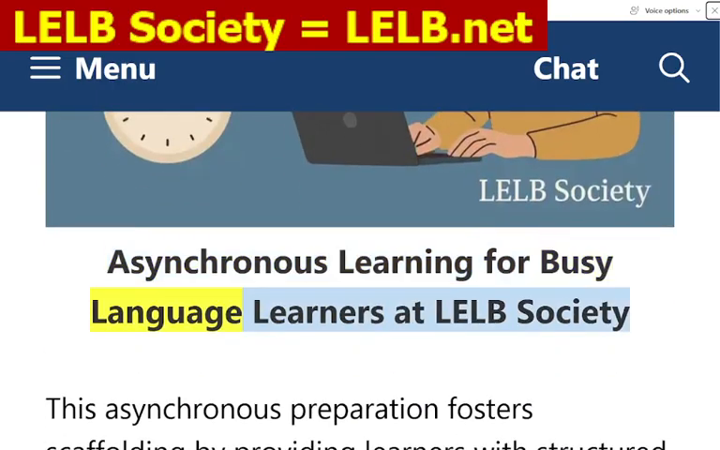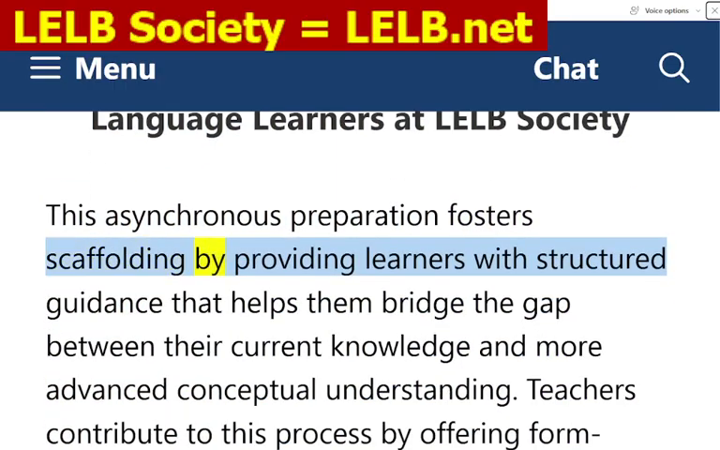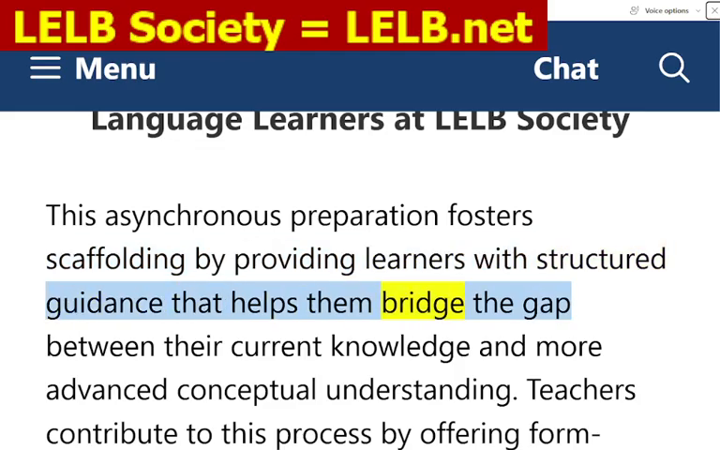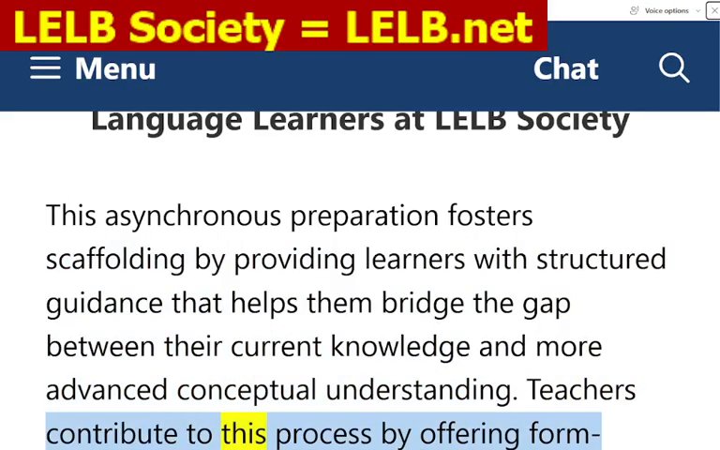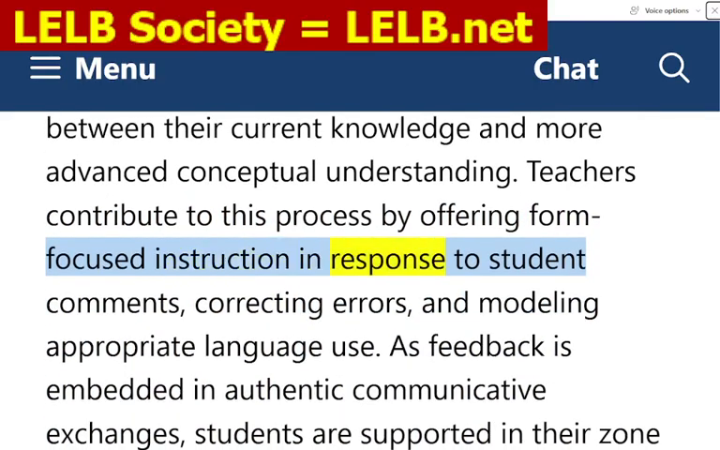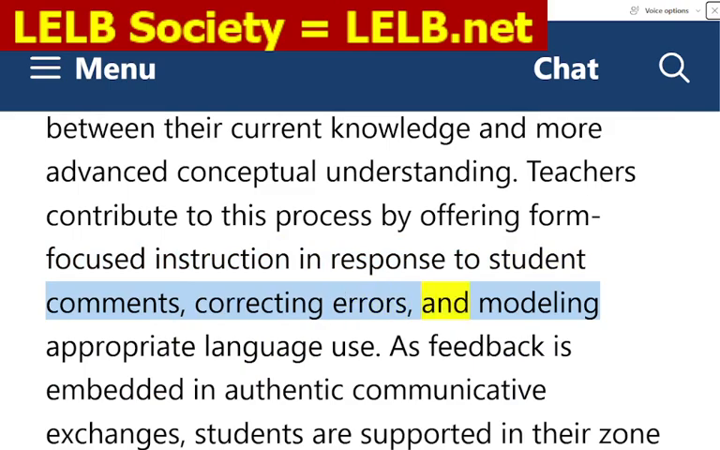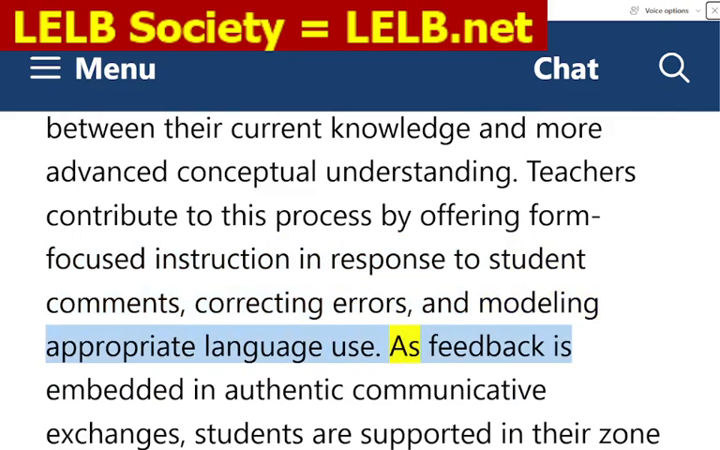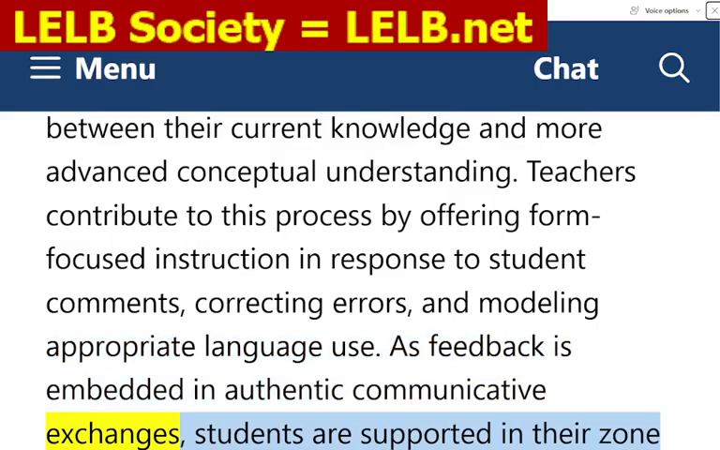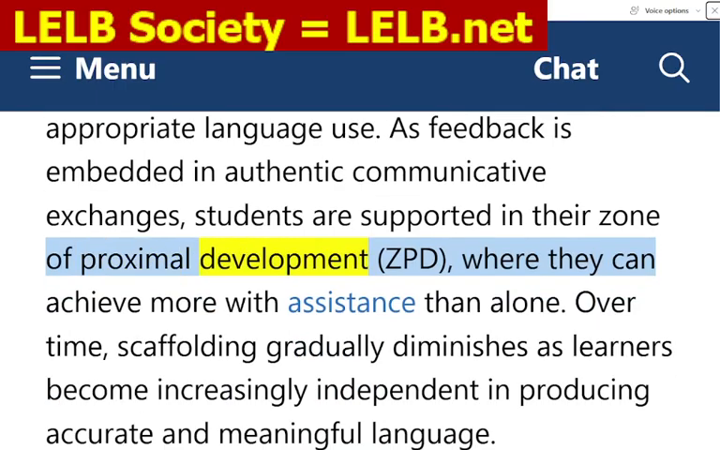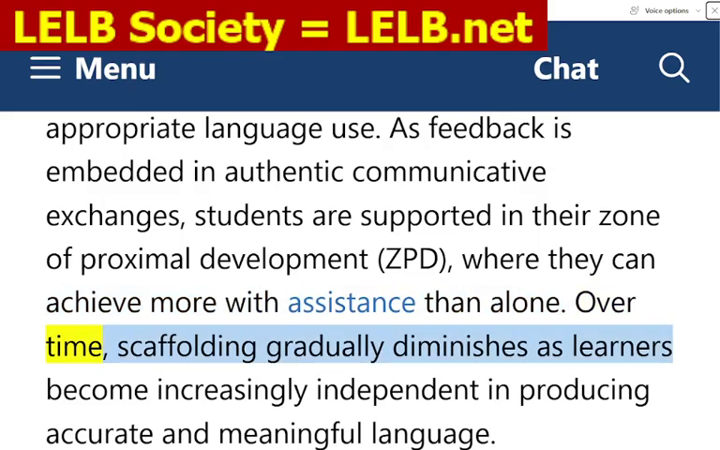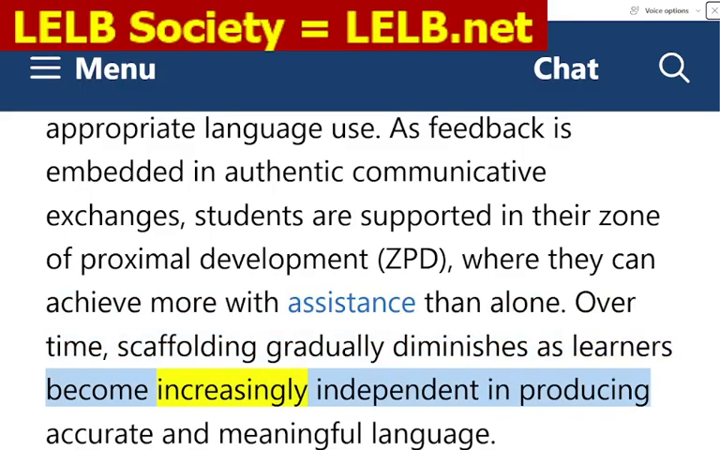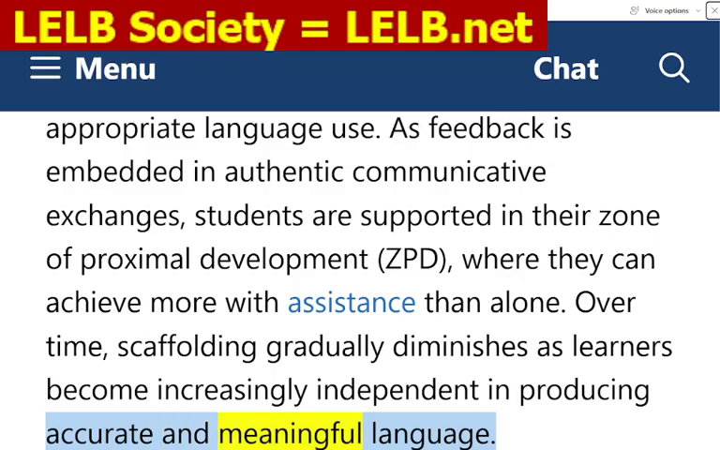Asynchronous learning for busy language learners at LELB Society. This asynchronous preparation fosters scaffolding by providing learners with structured guidance that helps them bridge the gap between their current knowledge and more advanced conceptual understanding. Teachers contribute to this process by offering form-focused instruction in response to student comments, correcting errors, and modeling appropriate language use. As feedback is embedded in authentic communicative exchanges, students are supported in their zone of proximal development, ZPD, where they can achieve more with assistance than alone. Over time, scaffolding gradually diminishes as learners become increasingly independent in producing accurate and meaningful language.